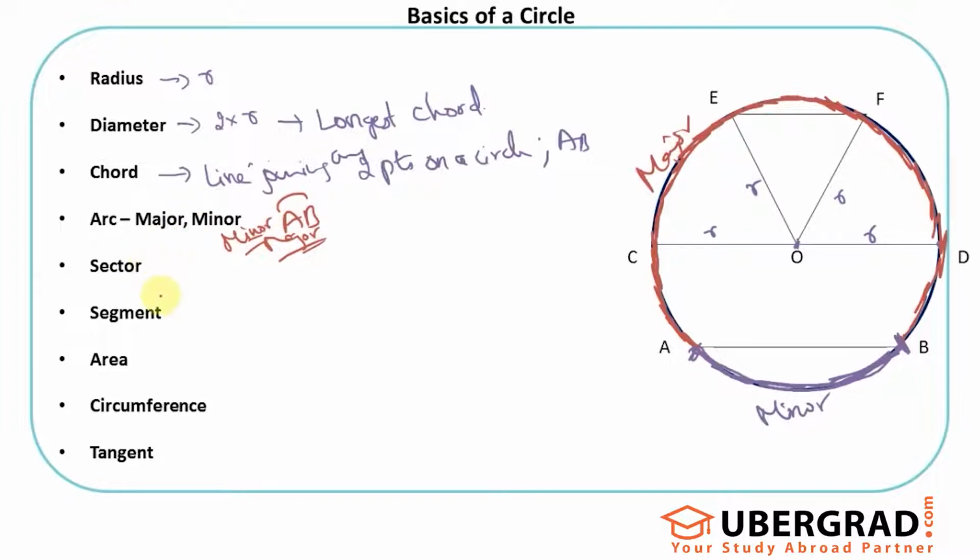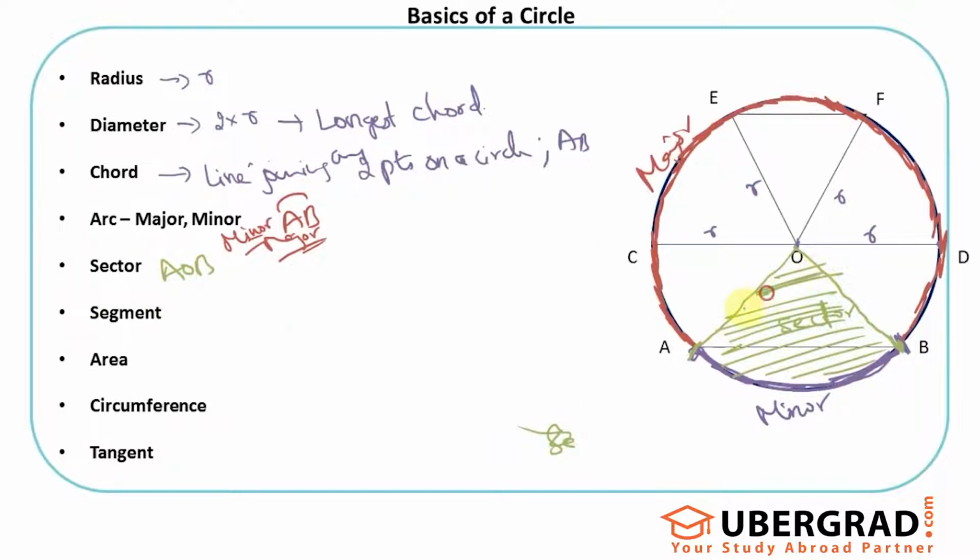Then the sector is basically, let's say if I have O, let me do it for AB. So AB is these 2 points on the circle, and I said this is the arc, and this entire area is called the sector, right? I call it sector, let's say AOB. If I say sector AOB, I'm talking about this entire shaded zone, right? A, O and B, this entire area is called the sector.